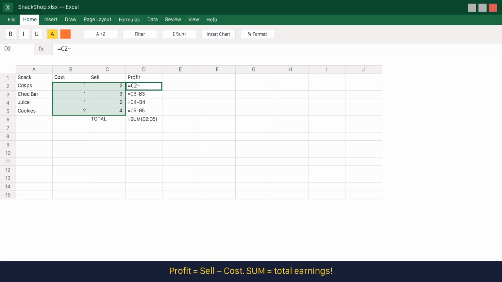3 columns: cost, sell price, profit. Profit equals sell price minus cost. Sum the profit column to see your shop's total earnings.